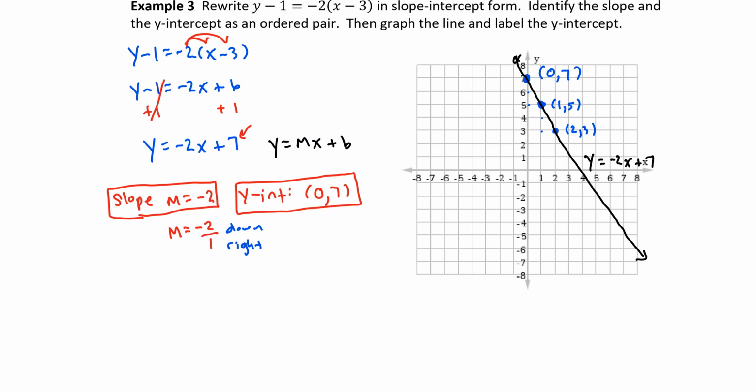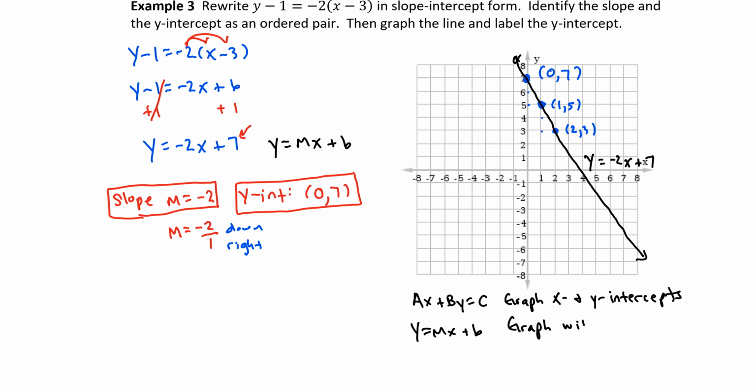So now you have two methods for graphing a line. If it's in standard form, we're going to use x and y intercepts. So standard form, we're going to graph x and y intercepts. And if it's in slope-intercept form, we're going to graph with slope and y-intercept.